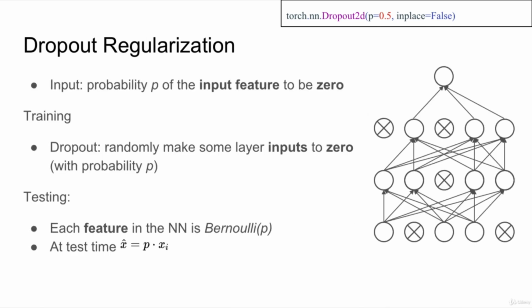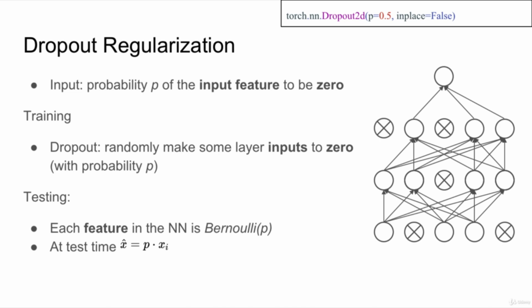Let's take a closer look. We at first set some probability p of the input feature to become 0. Now we have two cases, training and testing. During training, we set some features to 0 with the probability p. On each forward pass, that is, on each iteration, we choose different features.